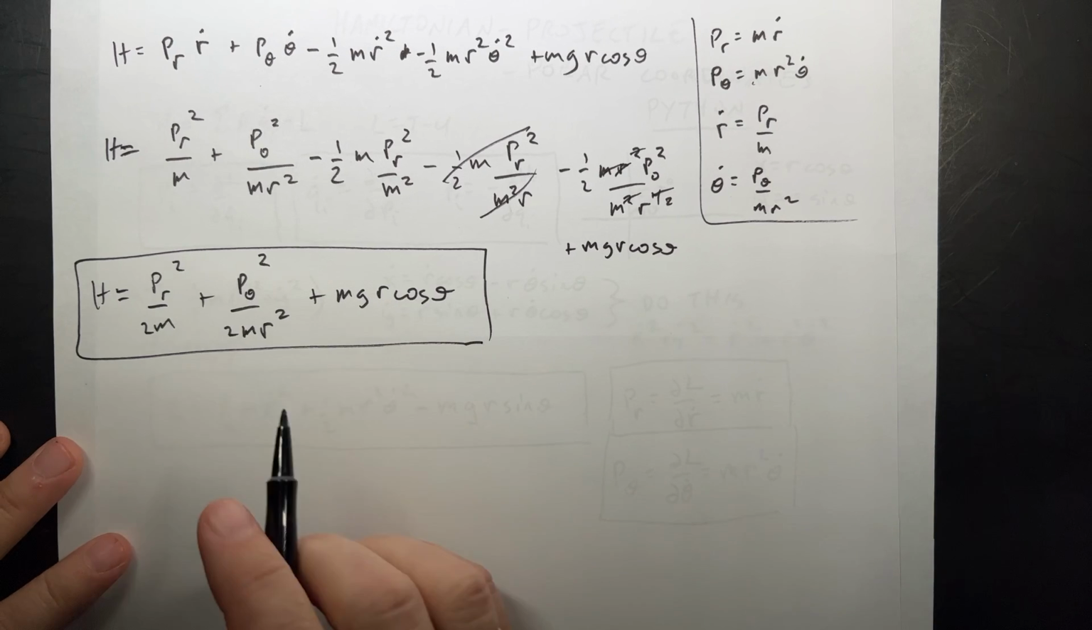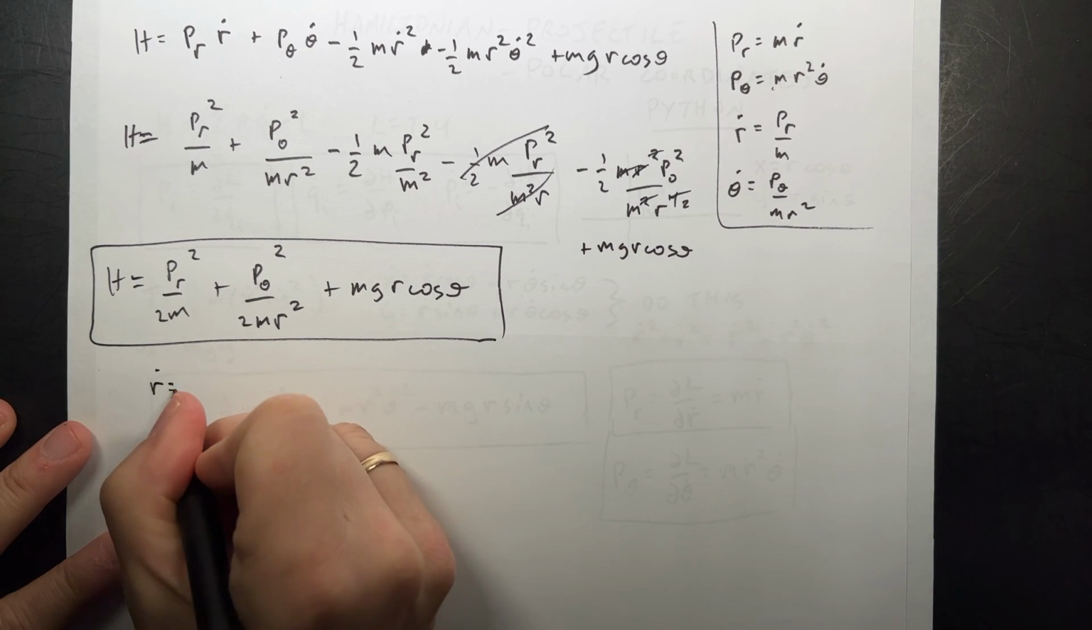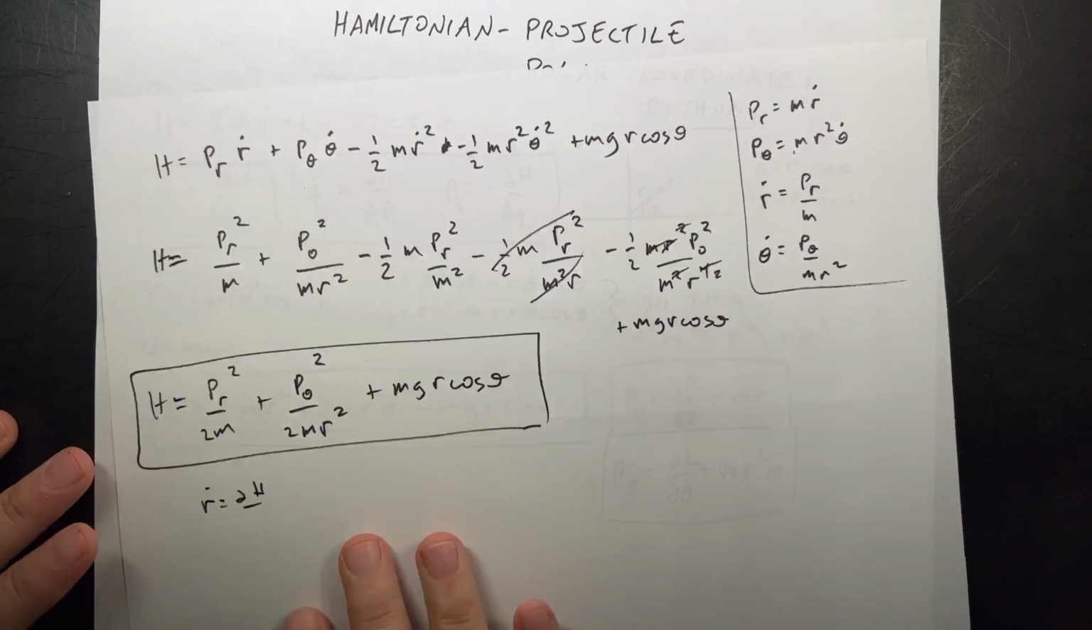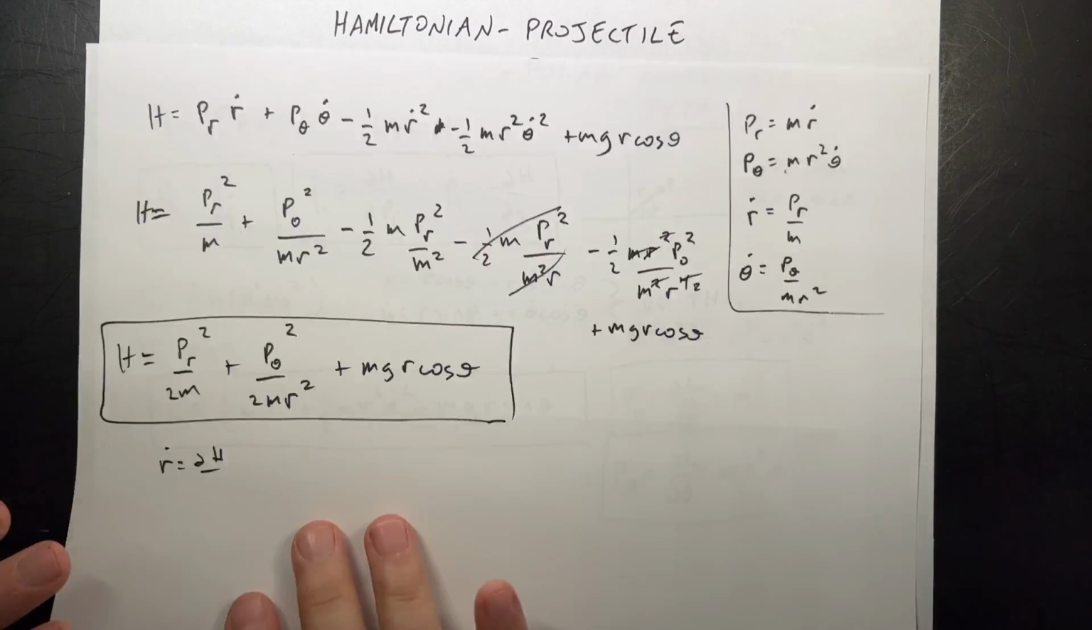I'm asking you. Okay. So I have r dot is the partial of H with respect to pr.